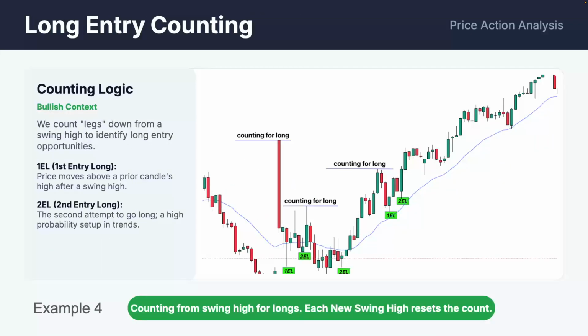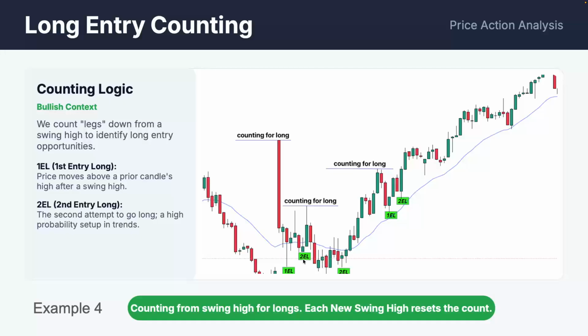We will go to the fourth example. Here you can see counting for the long, counting will start from the swing high. So this is the first entry long. This green bar high was broken by this pin bar, which is inside this mother bar, which I have marked as first entry long. Then this green bar broke the high of the previous small green bar, which is marked as second entry long. We are counting from this swing high.